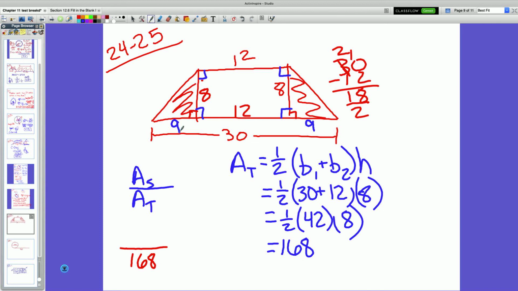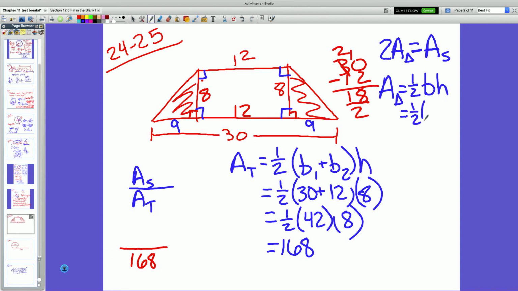Okay, so then I need to figure out area of the shaded. Well, it's going to be 2 times whatever the area of the triangles are, right? That's going to be equal to area of the shaded. So, area of a triangle formula is 1/2 base times height. So that's going to be 1/2 of 9 times 8, which would be 4 times 9, which is 36. Right, and then I take that times 2. So I would get 72. So my area of the shaded is 72.